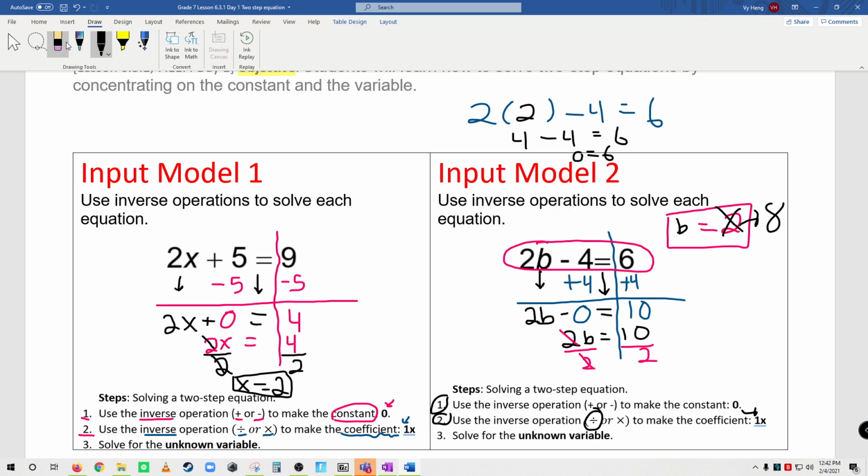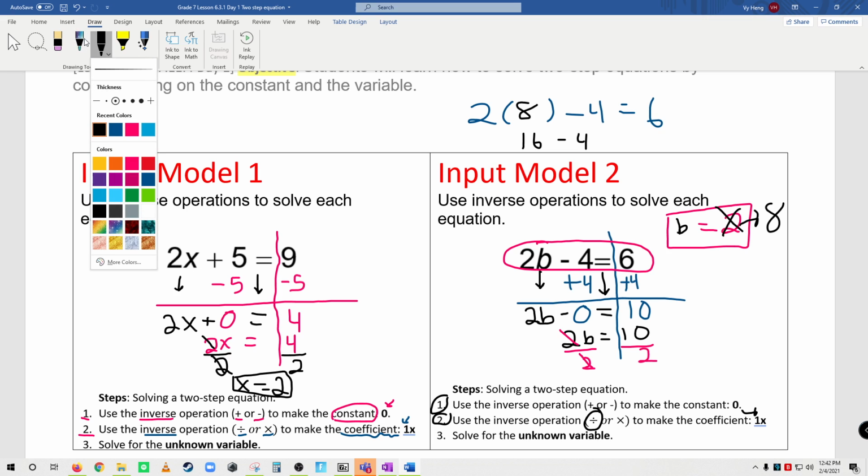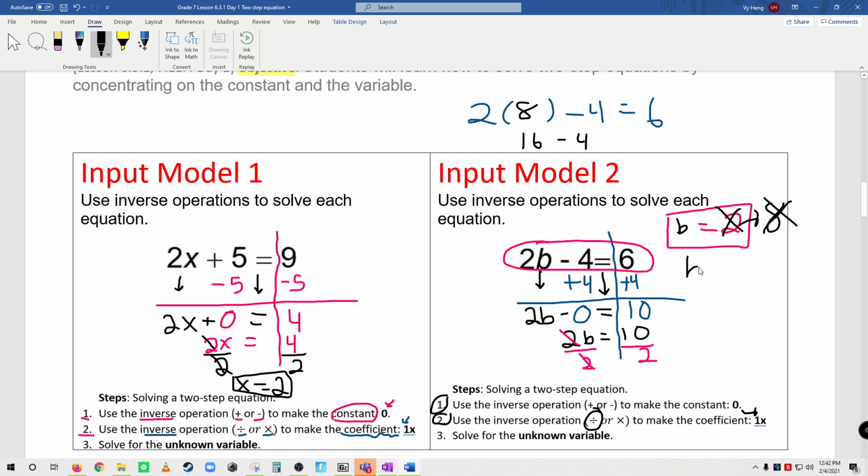So now, let me go ahead and erase this right here. Let me do this over again. So now let me put 8 right here. So now you've got 16 minus 4. Is that right? 5. What's wrong with me? It's 5. Mr. Hang is not doing so well. So b equals 5 because 10 divided by 2 is not 8. It's 5. There I go again. So now I'm going to put 5 here. Oh my gosh. You see that? You see why we check our answers?